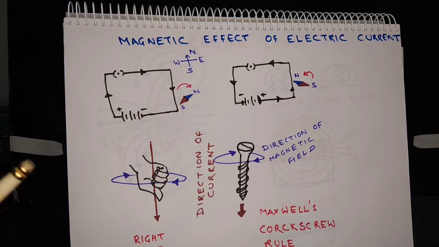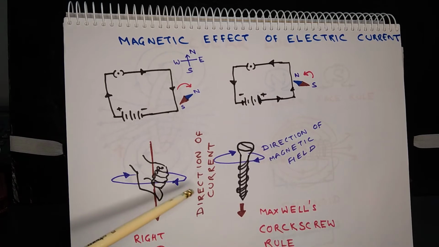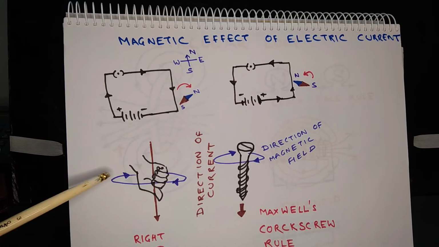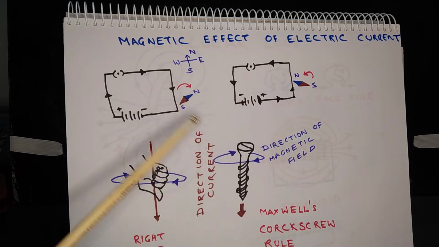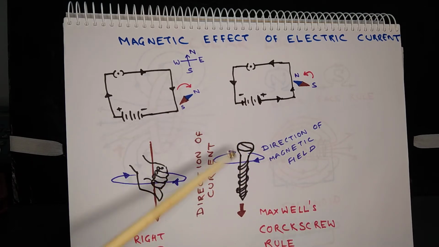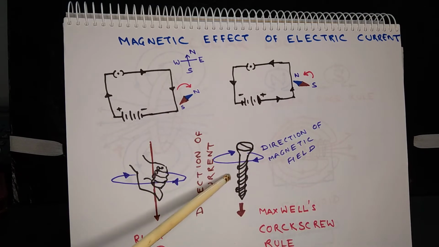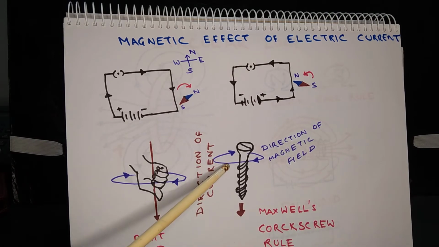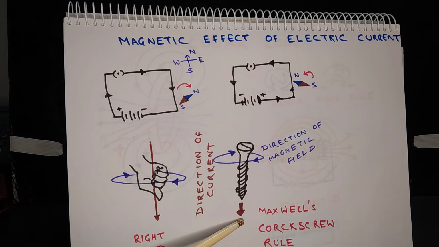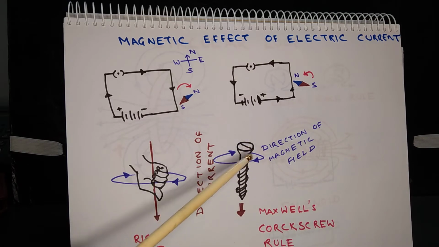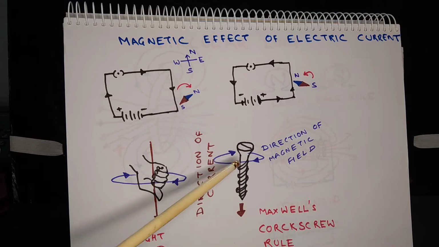Keep your right thumb straight and wrap the remaining fingers around your palm. Now, if the direction of the thumb shows the direction of electric current, then the direction of wrapping of your fingers shows the direction of magnetic field. Similarly, in case of corkscrew rule, this is the direction of the movement of corkscrew, and because of this movement, the screw moves in this direction. So now the direction of movement of screw is the same as the direction of electric current, and the circular motion direction of screw is the direction of the magnetic field.